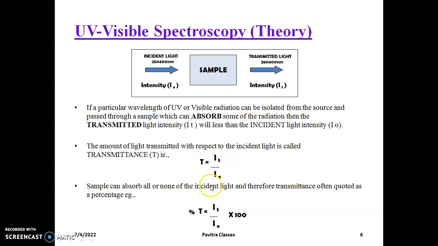If they are equal, then there is no absorbance. A sample can absorb all or none of the incident light, so it can be quoted as a percentage. Percentage transmitted is the transmitted light divided by the incident light, times 100.